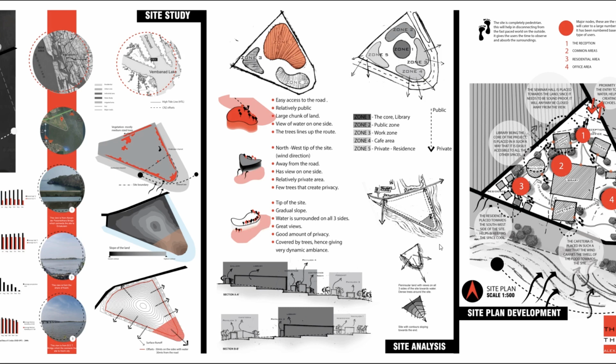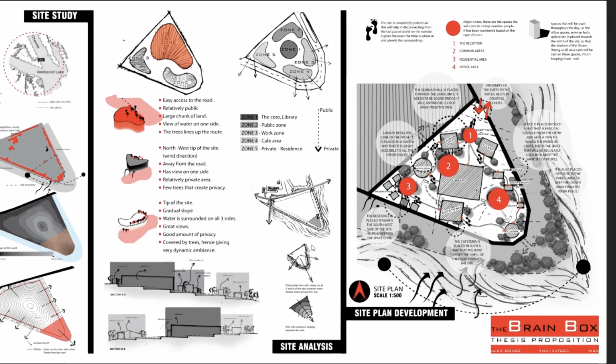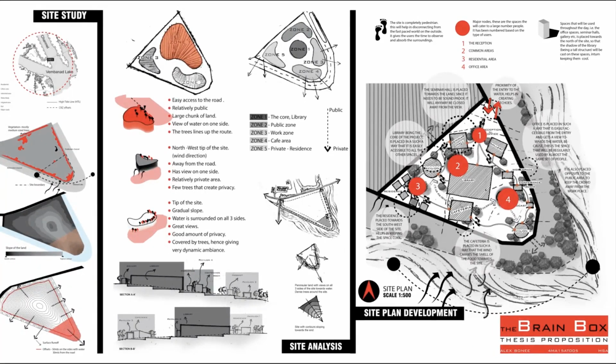Further, I zoned the spaces on site by considering all these characteristics, and I came up with a zoning which has zones 1, 2, 3, 4 and 5. These zones have been color coded according to the level of privacy, and the same color codes are used in the sections to represent the privacy level, which goes from public to private.